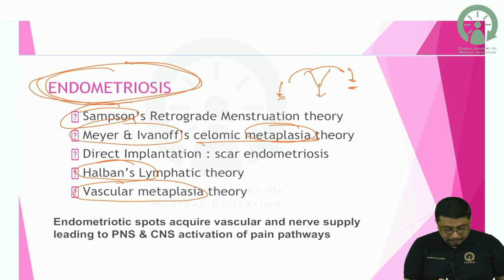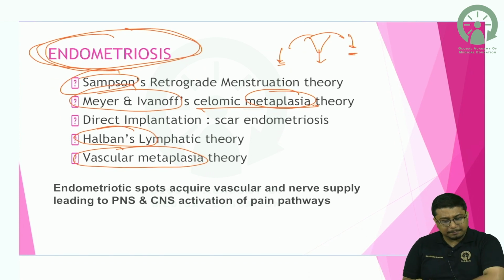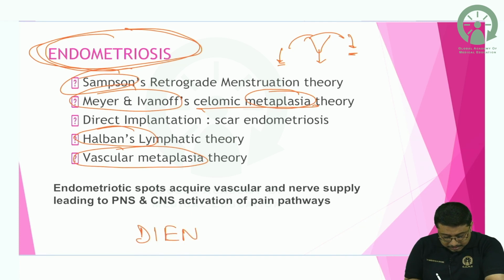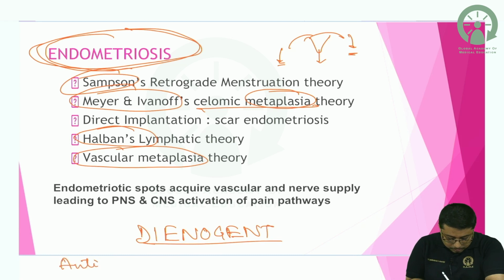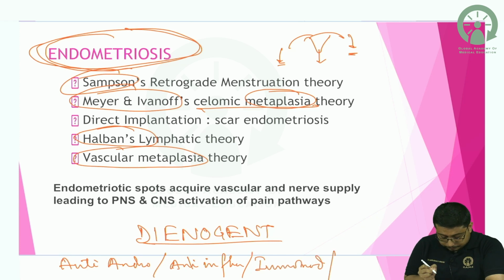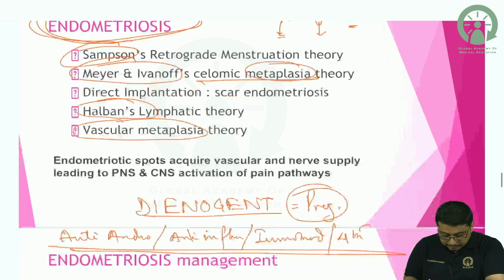So that is Mayer and Ivanov's theory. So all these things are there. Remember, endometriosis, the mainstay of management is pain management, and dienogest, which is anti-androgenic, anti-inflammatory, and an immunomodulator. Fourth generation progesterone is currently the drug of choice.